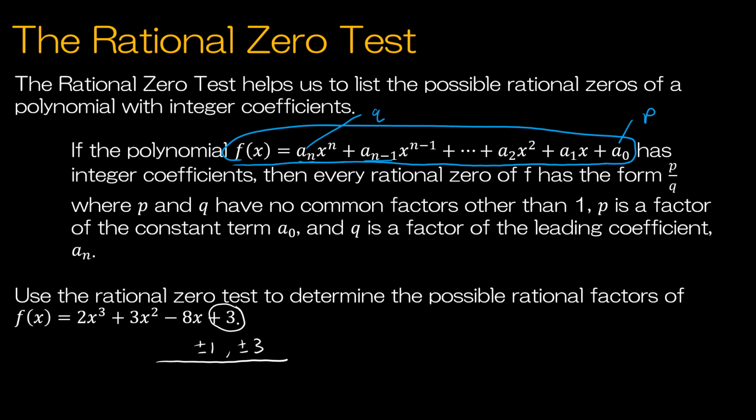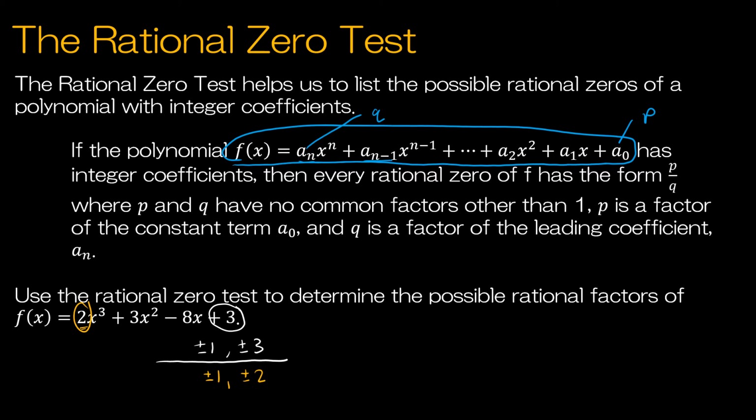And then beneath that, we're going to look at any factors of q. So we're looking at just the coefficient of 2. I shouldn't have circled the x cubed. Factors of 2 are plus or minus 1 and plus or minus 2.